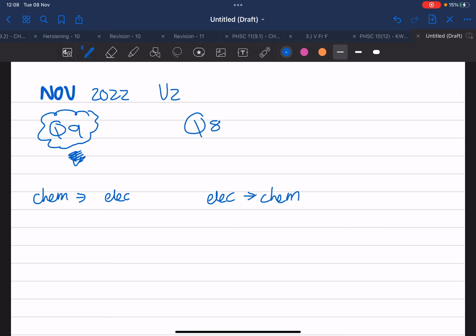How do you know when do we have what? You have chemical to electrical energy if there is a salt bridge. And electrical to chemical if you see a cell or anything that gives energy. So the one we make cells and the other one we use cells to cause a chemical change.